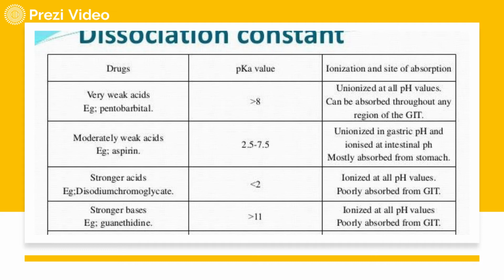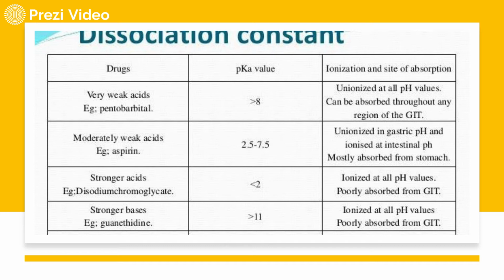Moderately weak acid drugs, ranging from 2.5 to 7.5, will be unionized in the gastric pH and ionized at the intestinal pH, so they are mostly absorbed from the stomach. These questions are generally asked: moderately weak acidic drugs having a pKa value in the range of 2.5 to 7.5 will be absorbed from the stomach.